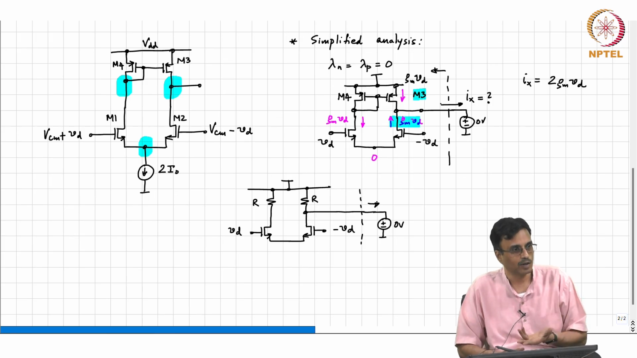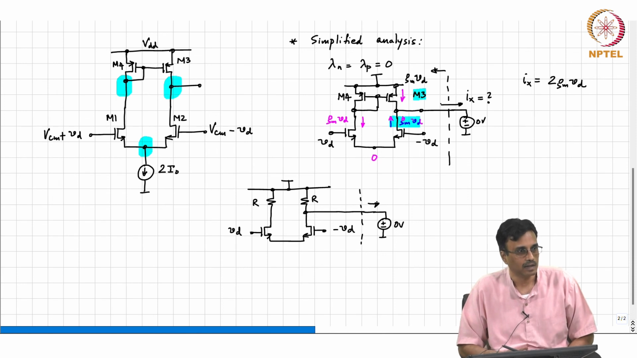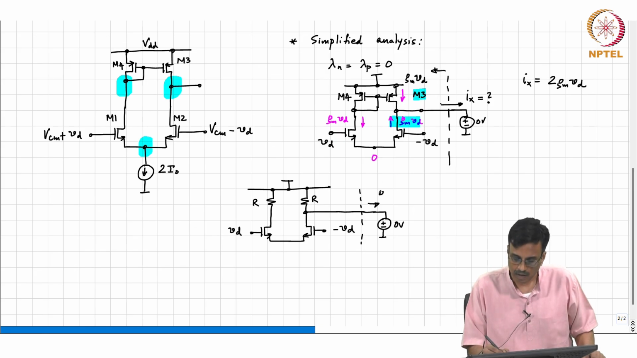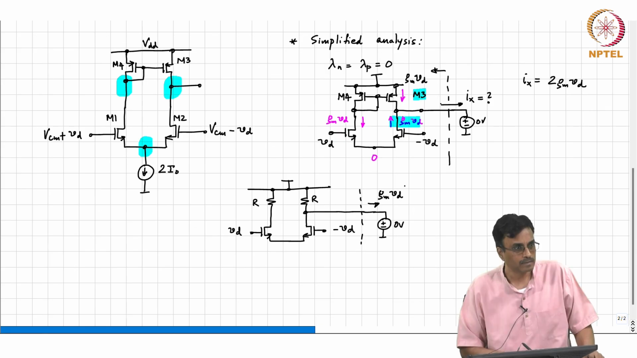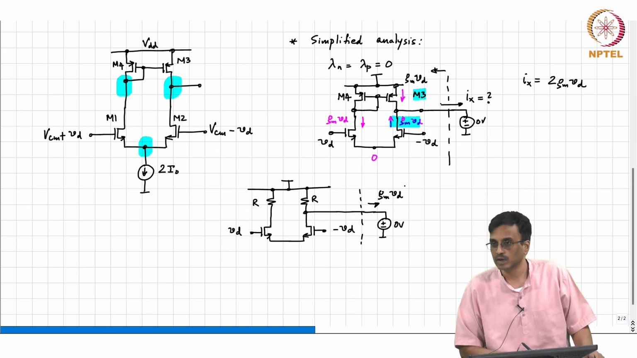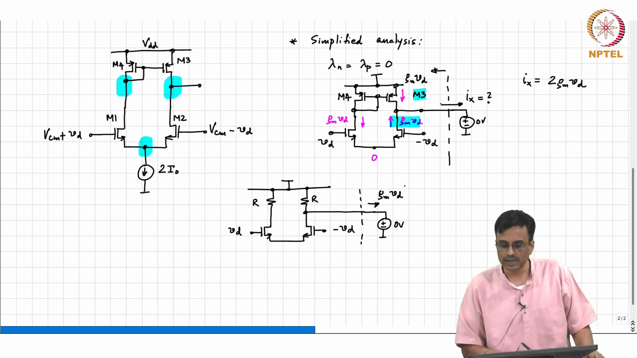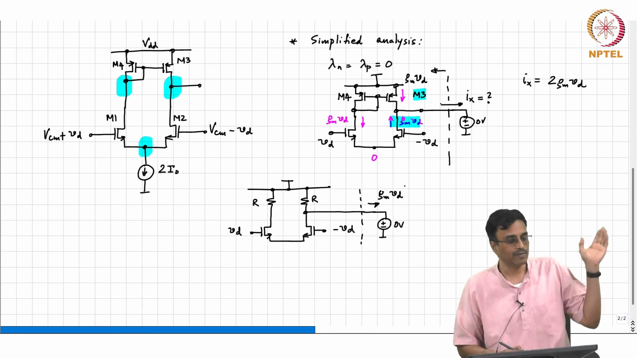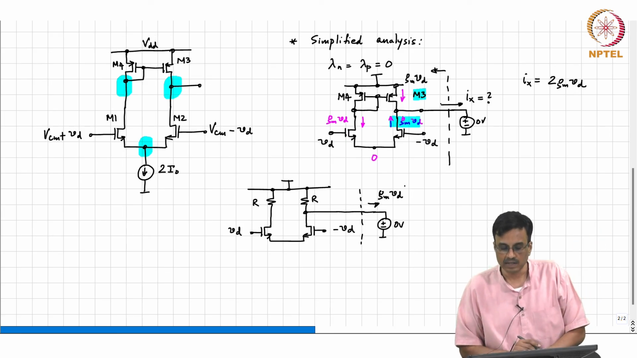If that current is 0, why are we doing all this? It is GMVD. Is that clear? All right. So, what is the difference between the active load that we have now and just having a resistive load?